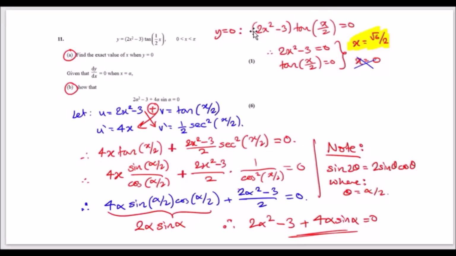And now just make both of these equal to 0, because the first term times the tan term will be 0. So essentially you have 2x squared minus 3 is 0, tan x over 2 is 0. Now, for the first one, just make x subject, so plus 3 divided by 2, square root, you get root 6 over 2. To check if it's between the interval 0 and pi, well, it is, because root 6 over 2 is less than pi and more than 0, so that's fine, that checks out. And that was the only answer because it says exact value, so it's not plural.